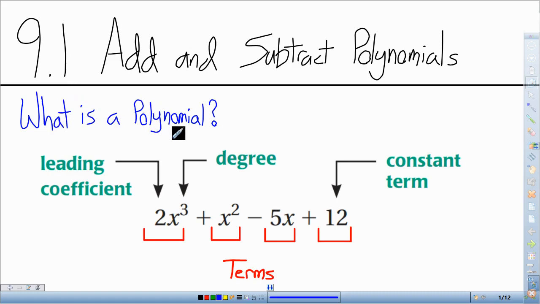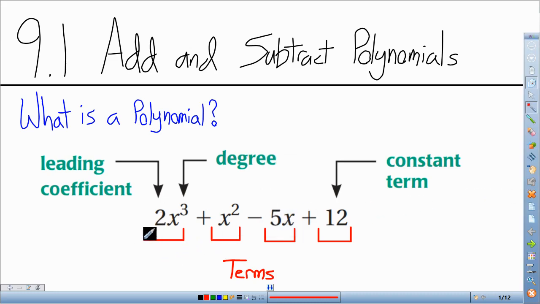Okay, so what is a polynomial? Basically, a polynomial is just an expression that has a certain number of terms. Well, what are terms? Basically, terms are these little clusters of numbers and variables. An easy way to think about it is a term is anything that's being glued together by multiplication.